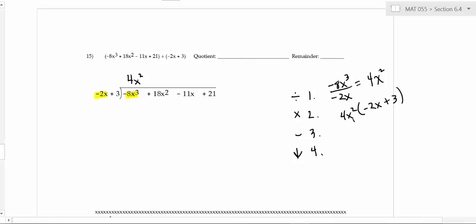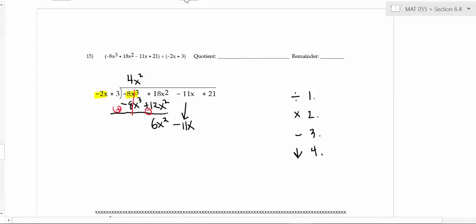Now multiply. So that's going to be negative 8x to the third. Hey, it matched. Remember, it's supposed to. Then this is going to be plus 12x to the second like that. Now you're ready to subtract. You can subtract in your head or you can change the signs. I don't care which way. That cancels. 18 minus 12 is going to give 6x to the second, then you bring down the negative 11x, and then you're ready to start over again. That would be your first loop through the problem. Now what do you divide?